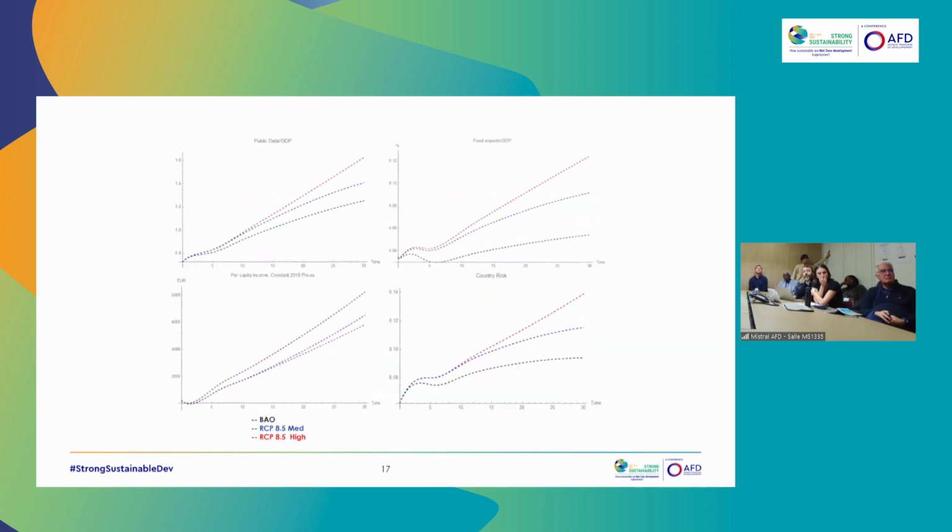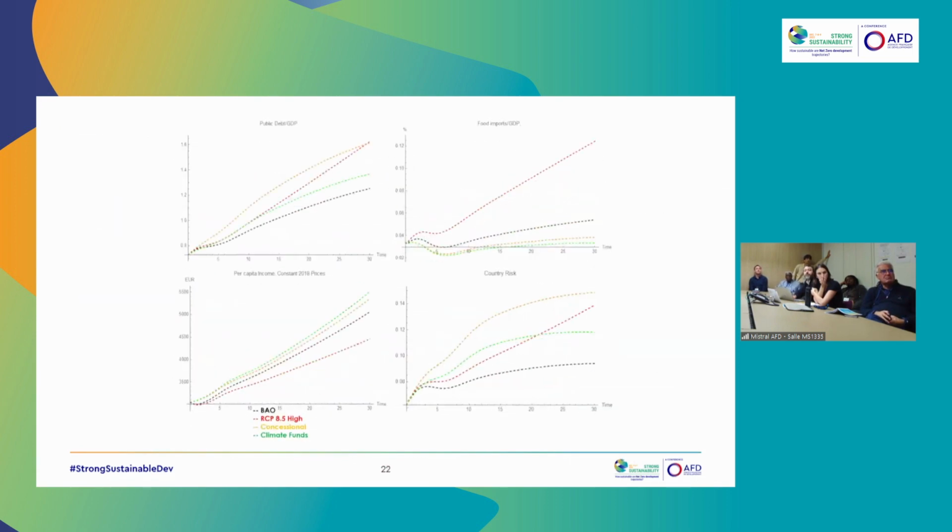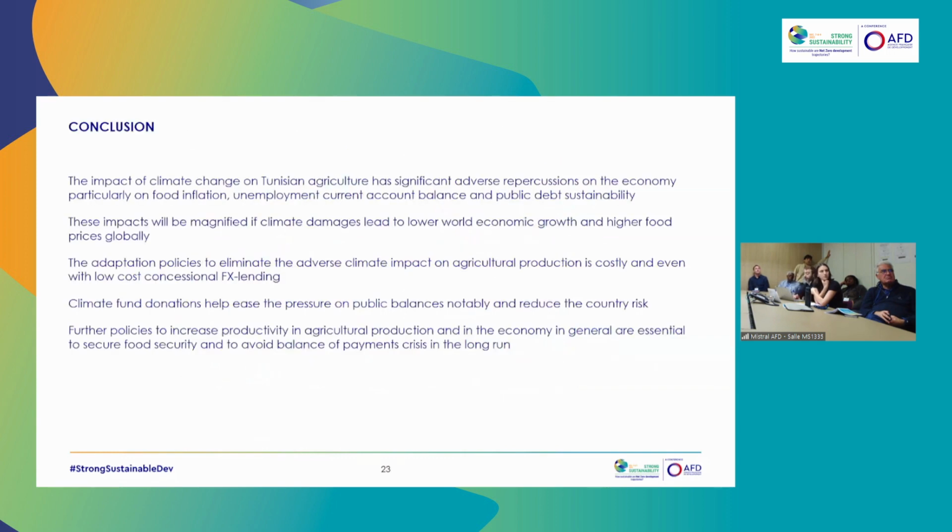I'm going to go back to my final slide again and conclude with these few points. The adaptation policies, as I've said, to eliminate the adverse impact on agricultural production are very costly. And it is costly even with low-cost and concessional FX lending. Climate fund donations really help ease the pressure on public balances, especially, and reduce the country risk. So in our opinion, it is important that Tunisia benefits from these climate funds, if these funds do exist, or if these transfers will really take place, because right now they're just talking. I mean, we don't know if these funds will really be released.